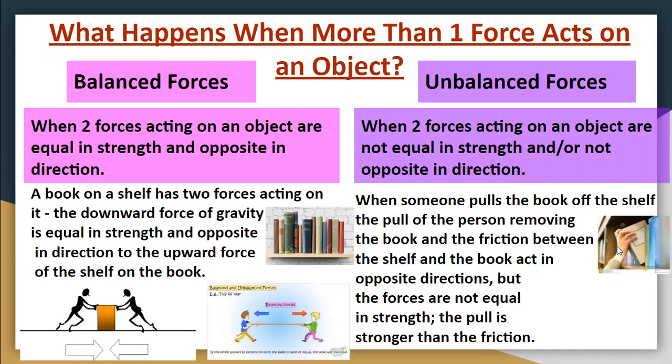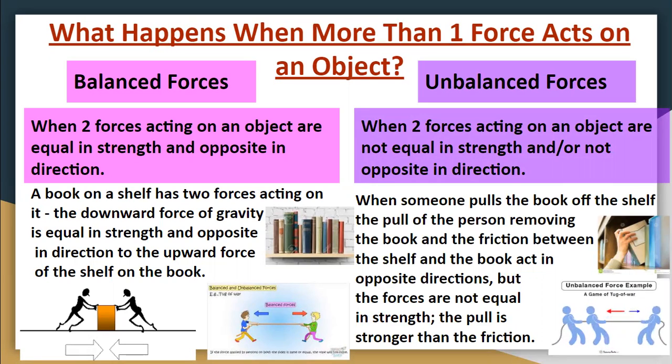When they pull the book off the shelf, the pull of the person removing the book and the friction between the shelf and the book act in opposite directions. But the forces are not equal in strength and the pull is stronger, and so the book comes off the shelf. If the friction was equal to the pull of the lady's hand, there would be no way to get that book off the shelf. It would not move.